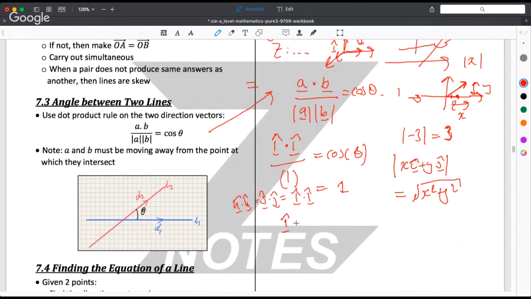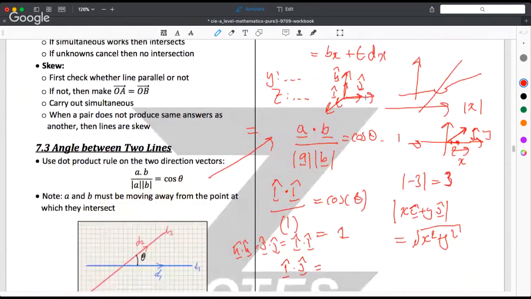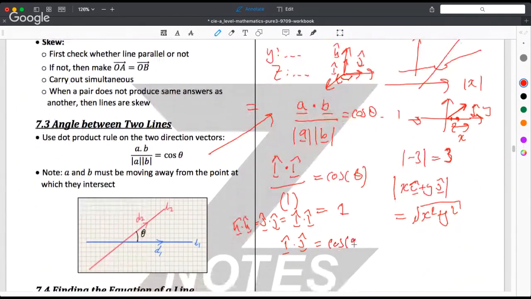What happens if we try and take the dot product between i and j? Well, the size of them again is still 1, so I won't bother writing that in. But now, because we know where i and j sit, we know the angle between them is 90 degrees. But cosine of 90 degrees is 0. So we see that the dot product between i and j is just 0.